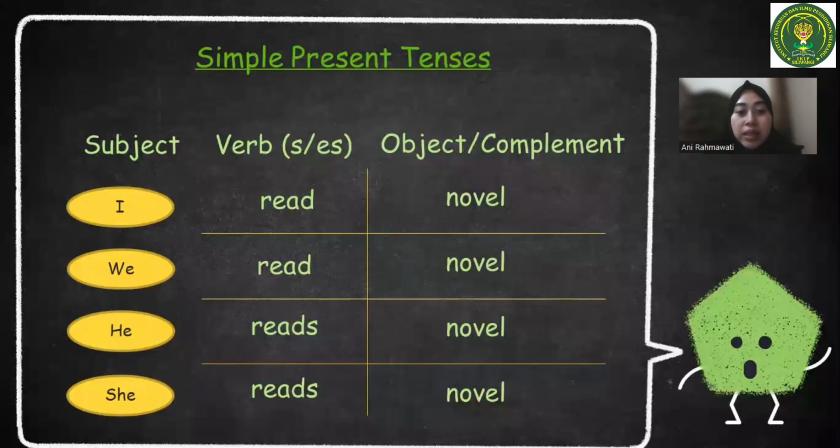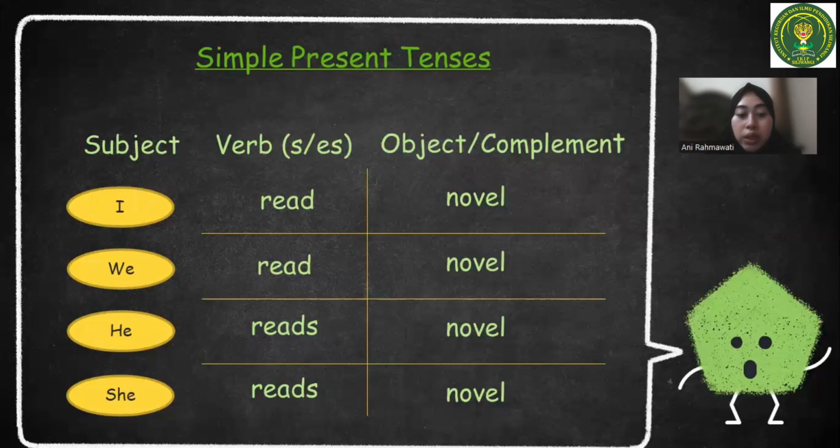Now, how do we make a sentence with simple present tense? The first thing we need is the subject. Then there is a verb that we can add s or es to, according to the subject of the sentence. Then we have an object or complement. For example, I read novels, we read novels, she reads novels, he reads novels. And we can see here, when the subject is he or she, the verb read is added s.